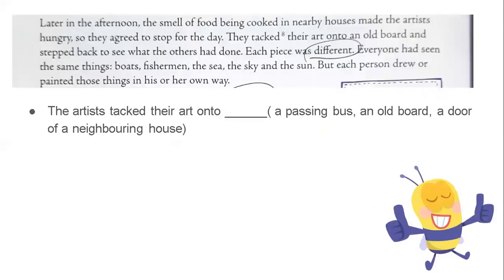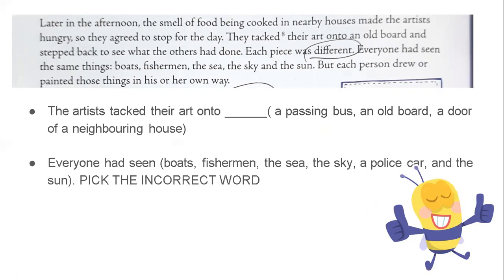The artist tacked their art onto a passing bus, an old board, a door of a neighboring house. What's the answer? Everyone had seen boats, fishermen, the sea, the sky, a police car, and the sun. Pick the incorrect word again. Your answers? The first one is an old board, and the second one, a police car, because they never saw any such thing. That's if you got it right for you.